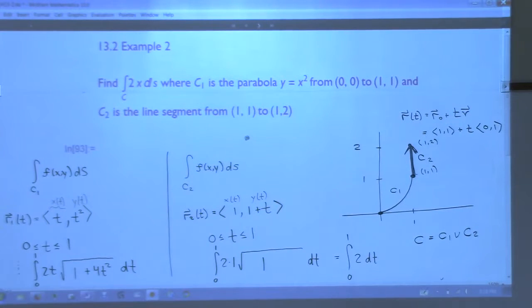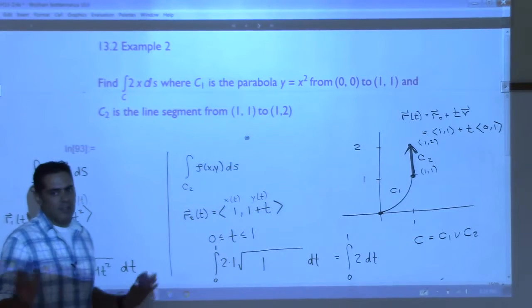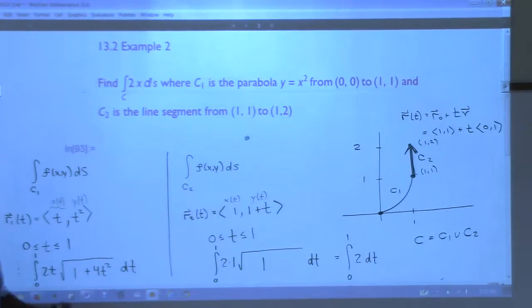So what are you already feeling is the trickiest part of these so far? Finding the C. Probably getting the curve itself is, I mean, if you can't get the curve, you can't do anything else, right? All right, so let's look at the next one.